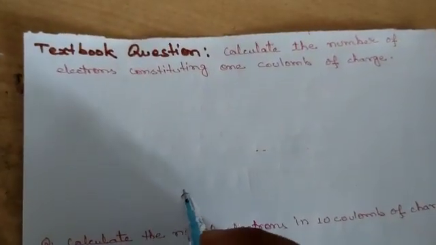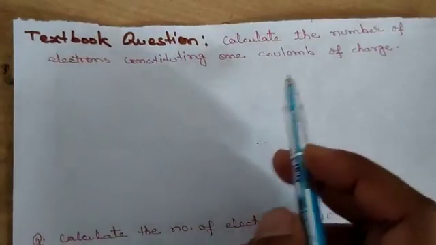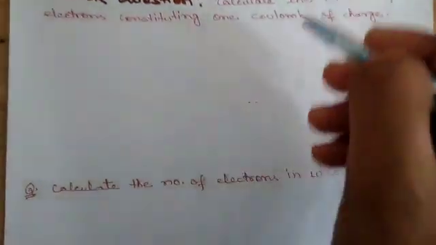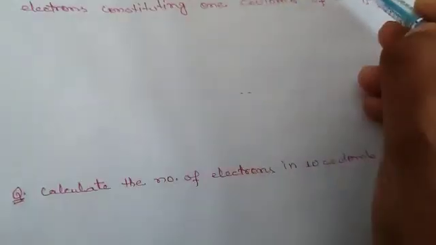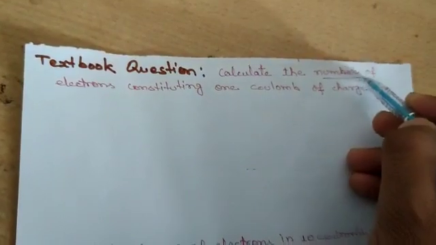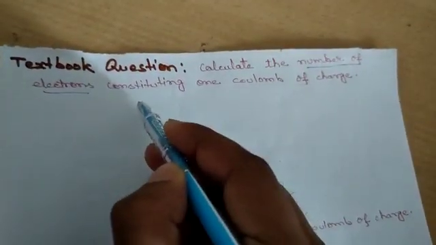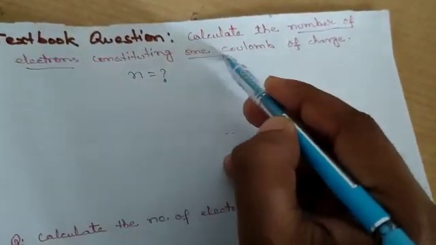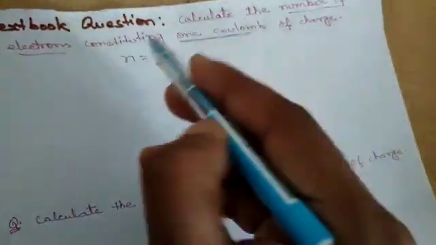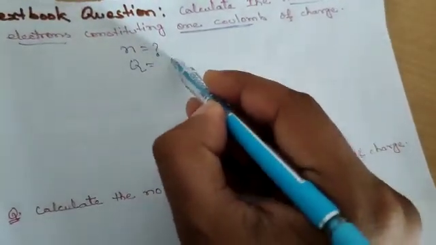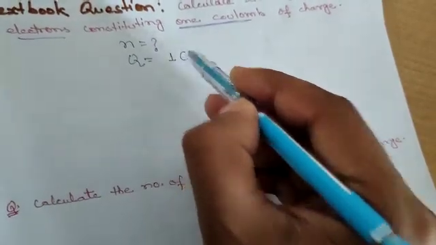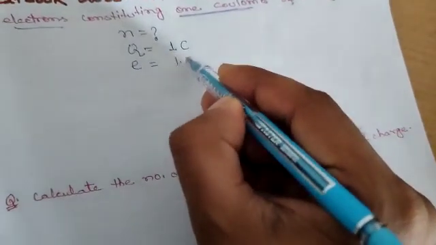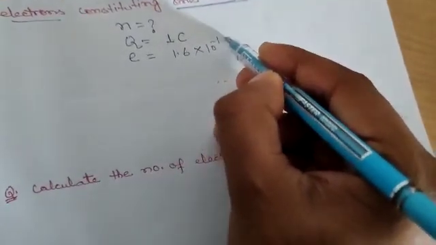So here is a question now which is based on the textbook. Calculate the number of electrons constituting 1 coulomb of charge. So in this question what do we have to find out? Number of electrons. It means we have to calculate n equals what? What is given? Given 1 coulomb of charge. Q equals 1, and its SI unit, coulomb. And we already know the value of e: it is 1.6 multiplied by 10 to the power minus 19 coulomb.